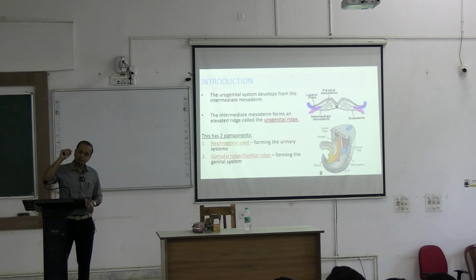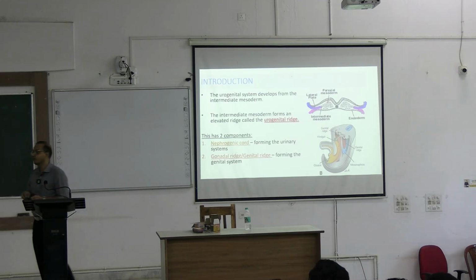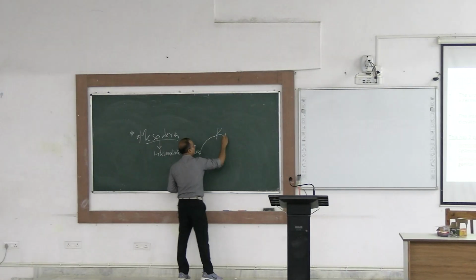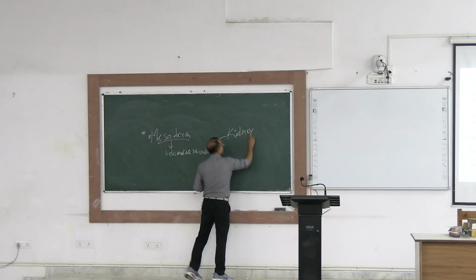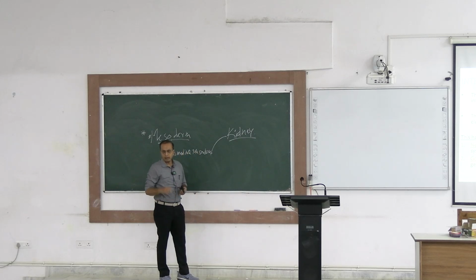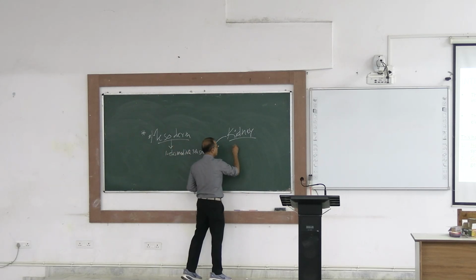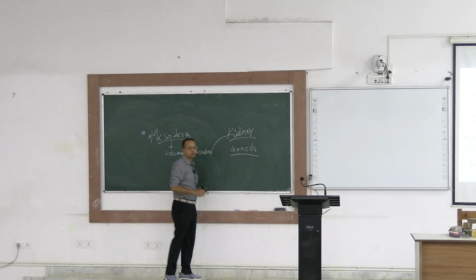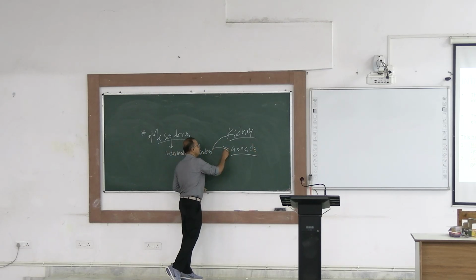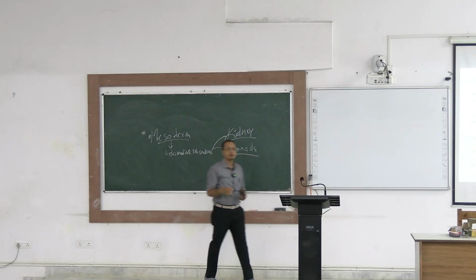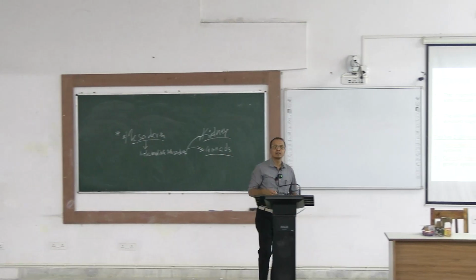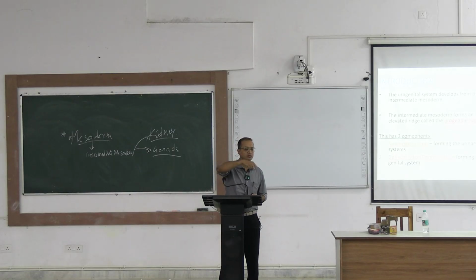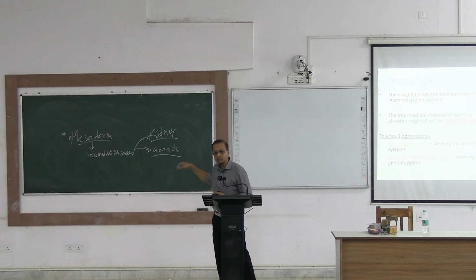This intermediate mesoderm gives rise to kidney and it gives rise to gonads. So, two elemental things are derived from intermediate mesoderm. One is kidney, the other is gonad. Gonad means the testicles, ovary, etc. So, this is your MCQ.